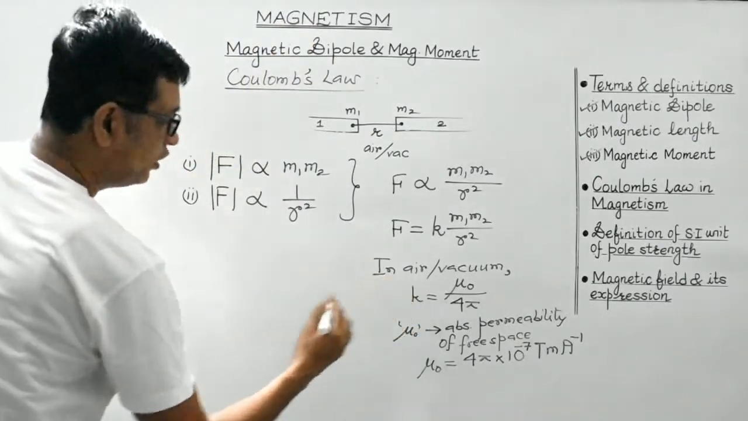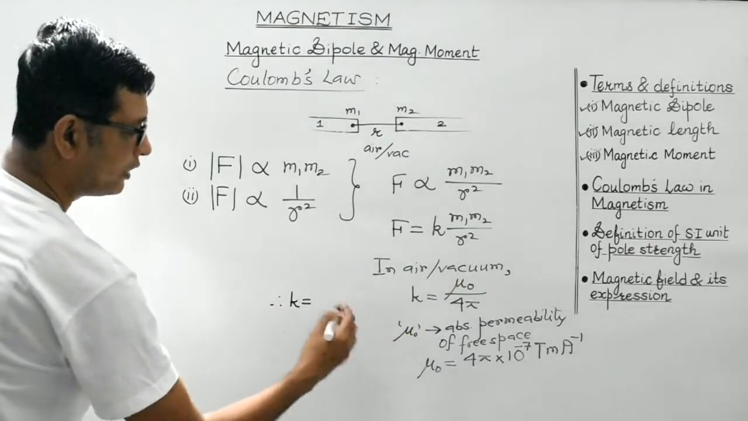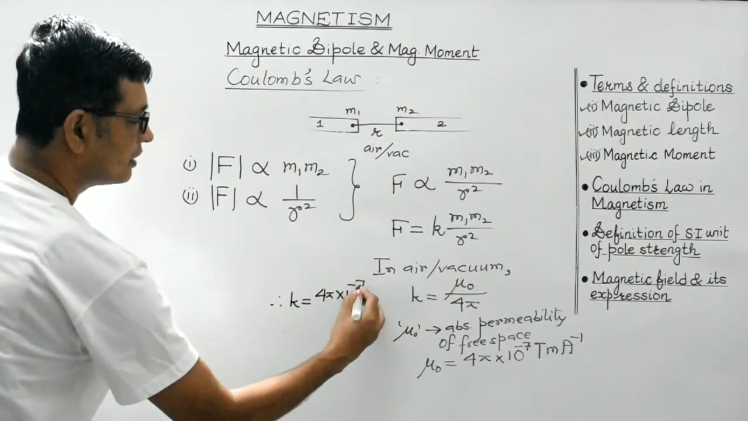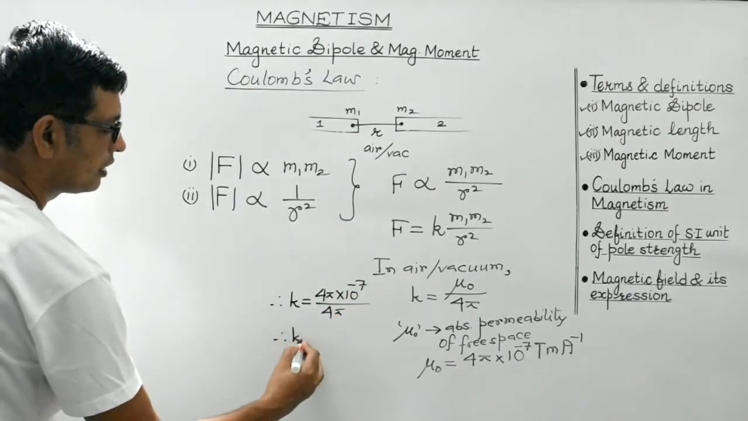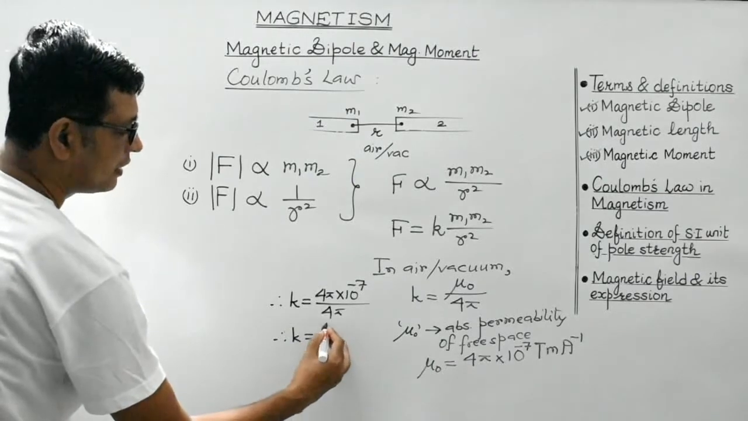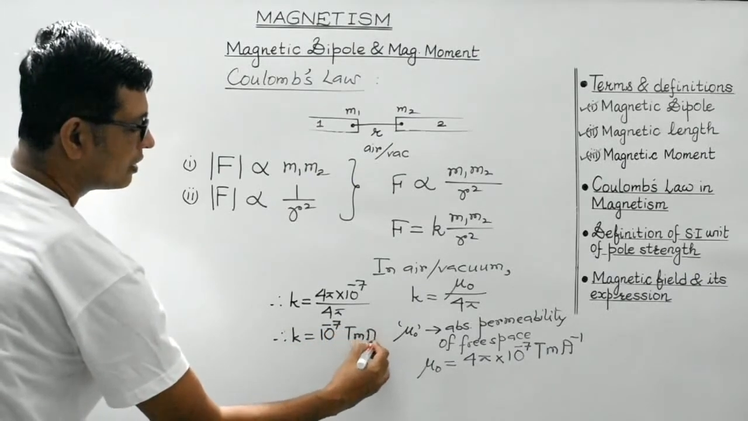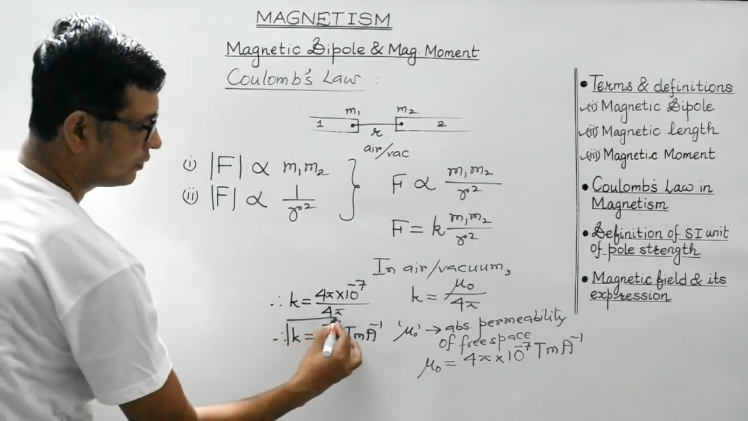So students, the value of K in SI would be equal to, in place of mu naught, you can write 4 pi into 10 raised to power minus 7 divided by 4 pi. Therefore, K is 10 raised to power minus 7 Tesla meter per ampere. So do remember this value.